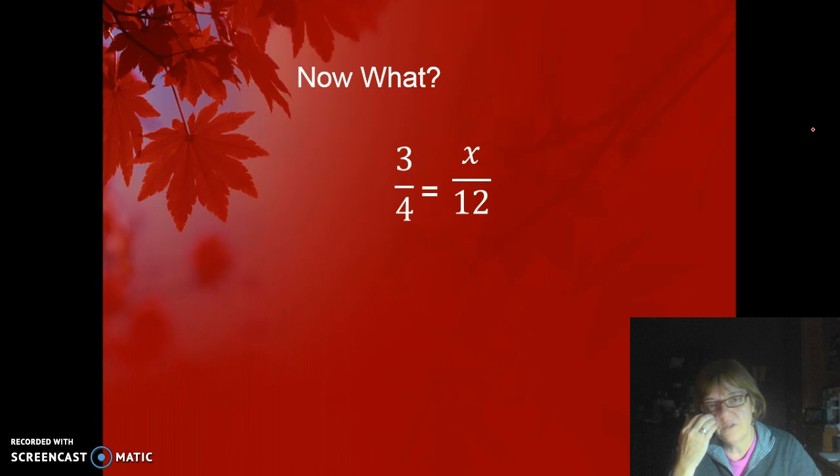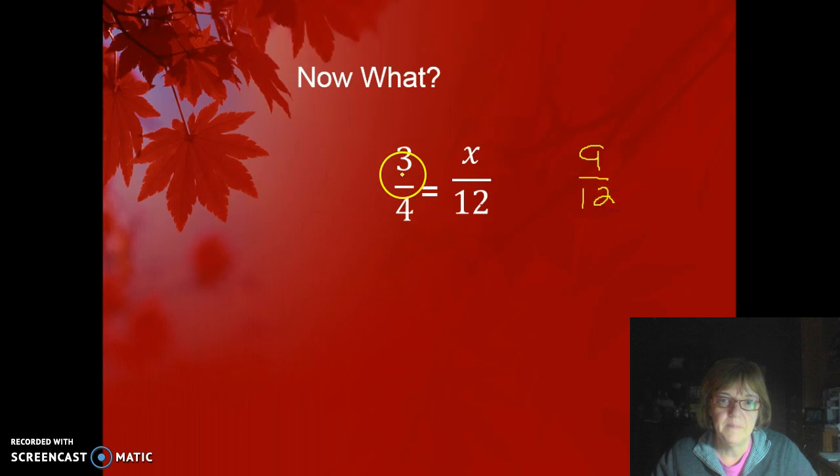Okay, now, what if we don't have our little charts and we can't use that? And then, whoa, this one, what's missing in this? Well, you can do a couple of different things. You can decide, first of all, what number times 4 gives us 12, okay? And then multiply the top number by that. You can do it that way, and that is very acceptable. Okay, so what number times 4 gives us 12? Well, that's 3. And so if we multiply both of them by 3, we will get 3 times 3 is 9/12. Okay, that's one way to do it.